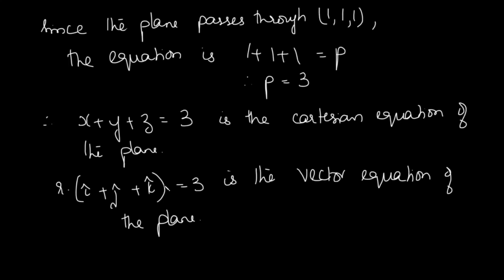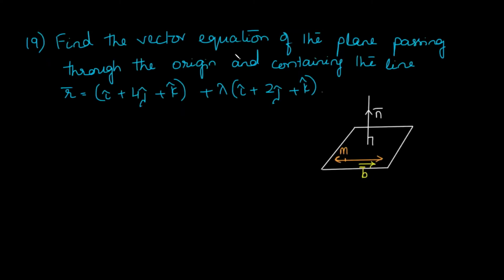So thus we have solved this sum. Now in the 19th sum, find the vector equation of the plane passing through the origin and containing the line r = i + 4j + k + lambda (i + 2j + k). So the plane contains this particular line.